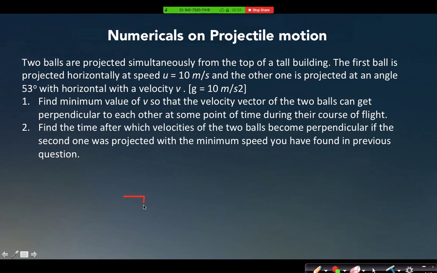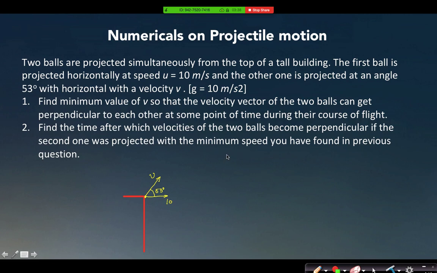Suppose it is a tower, and from the top of the tower, two particles are being projected. One is projected horizontally with 10 meter per second, and another at a certain angle, 53 degrees, with velocity v. And we will assume that after time t the balls actually collide.